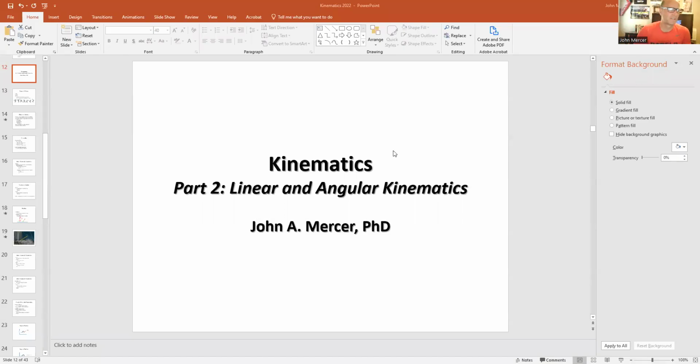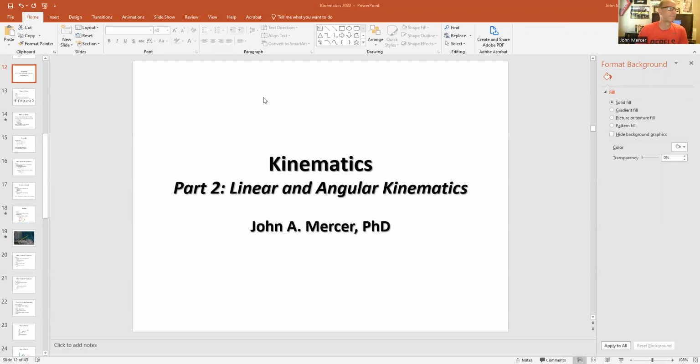In this presentation, we'll focus on linear and angular kinematics. So kinematics is the study of motion, regardless of forces causing that motion. And we are going to talk about linear and angular kinematics.